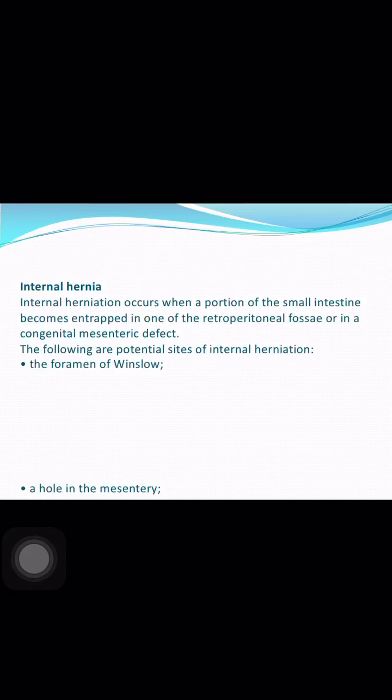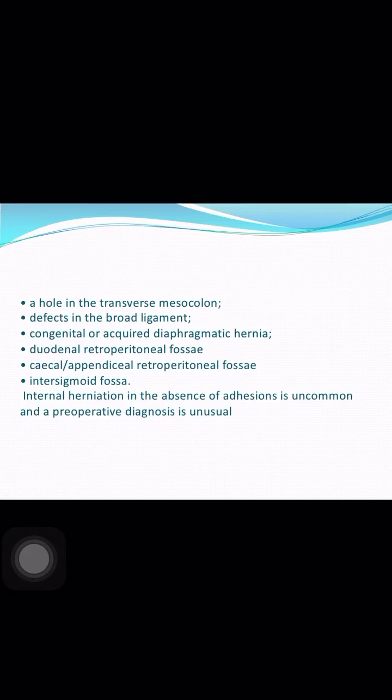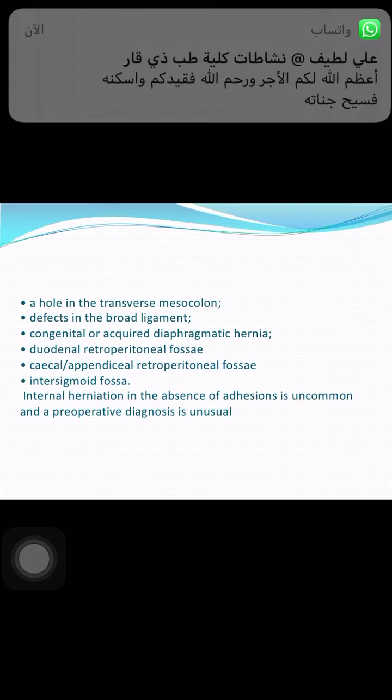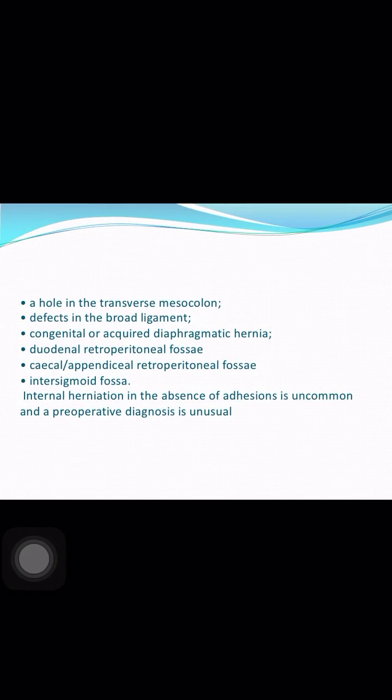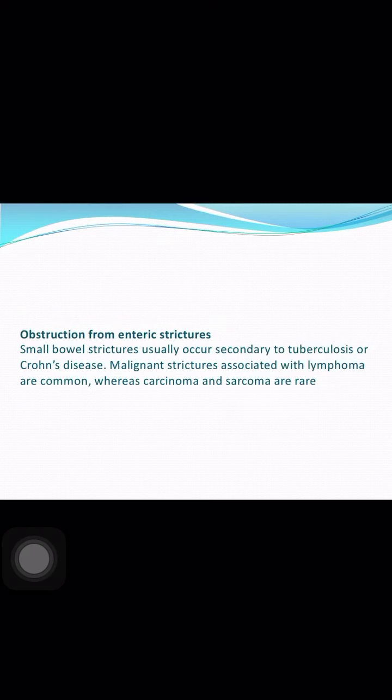The following are potential sites of internal herniation: foramen of Winslow مثلا, hole in the mesentery, hole in the transverse colon, defect بالbroad ligament of the uterus, congenital or acquired diaphragmatic hernia, duodenal retroperitoneal fossa, cecal appendicial retroperitoneal fossa. هاي عادة potential foramens to the entrapment of the small bowel وهي عادة congenital. واضح شباب?